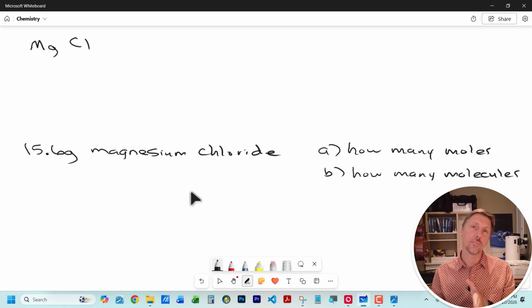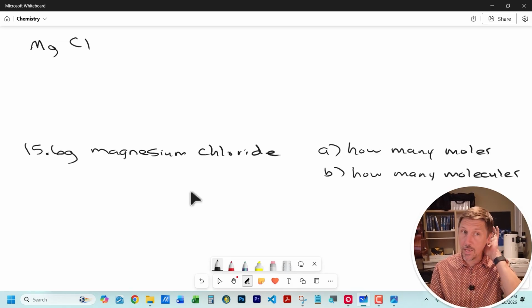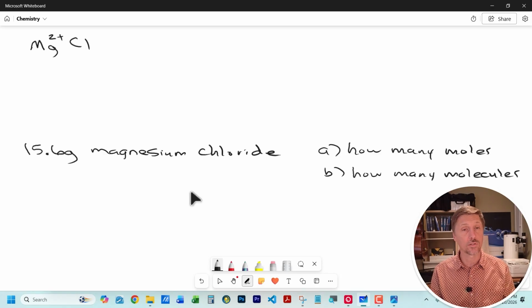What would the charge be on the magnesium ion? It's the cation, so it wants to give electrons away to become positive. Well, it's in column 2A. We saw when we looked at the picture of the periodic table just a second ago. And since it's in column 2A, it's going to have a charge of 2+, right? Because it gives 2 electrons away.